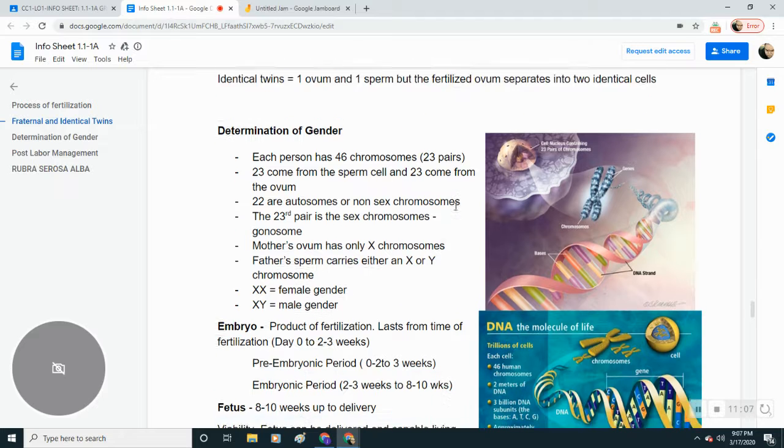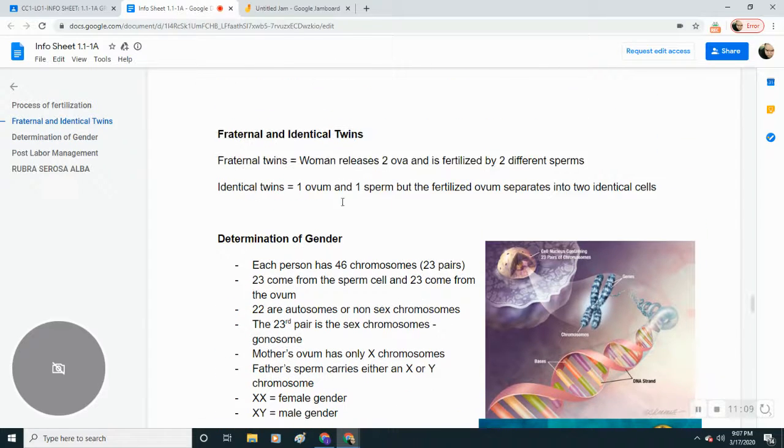So here, sa identical twins, pag nangyayari naman yung Siamese twins, yung magkadikit, it is when, during the fertilization of one ovum and one sperm, hindi sila fully naghiwalay. Kaya nabuo silang magkadikit. So, yun yung nangyayari. Okay?